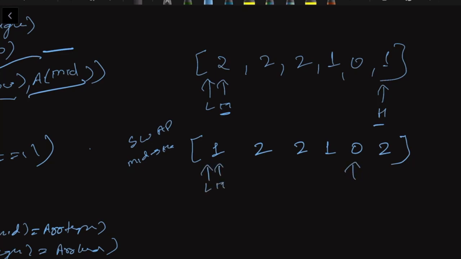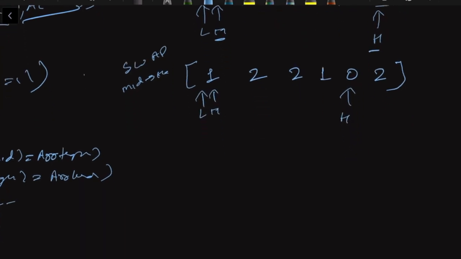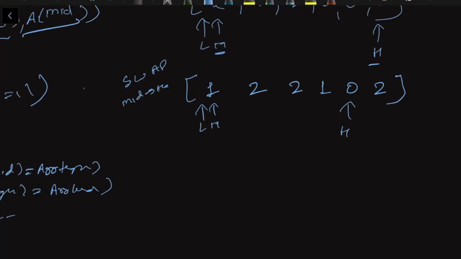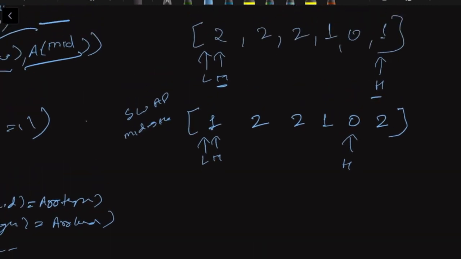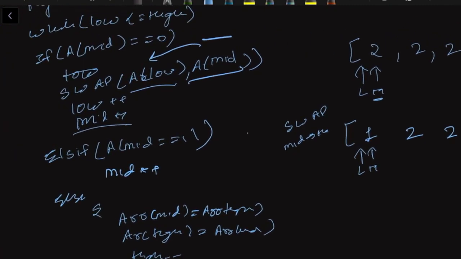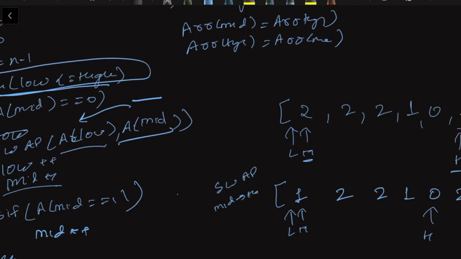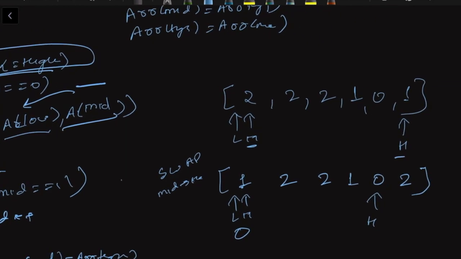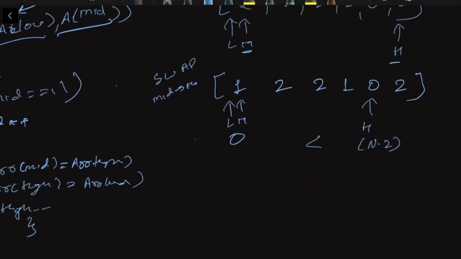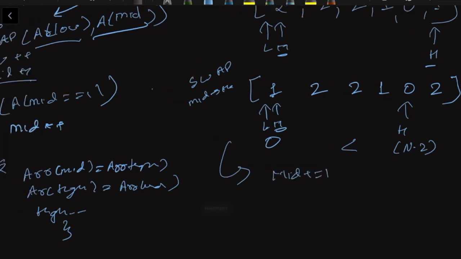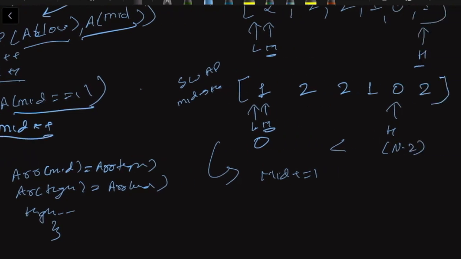Low, medium, high. Now the value is 1. So we'll be in the while loop. So where is our while loop? Yes, you can see here we have the while loop. So low is 0 and high is n minus 2. High is greater, so we'll still be inside the loop and we'll just compare. Medium is 1, so if this is 1, we'll just increment medium plus or equal to 1.